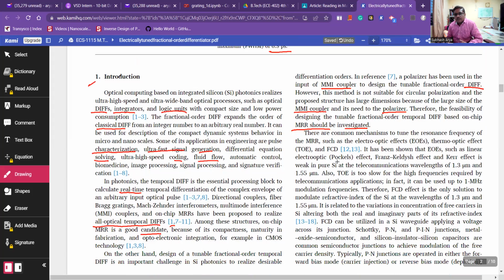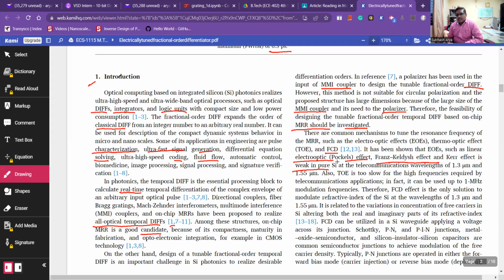There are common mechanisms to tune the resonance frequencies of MRR, such as the electro-optic effects, the thermo-optic effect, and FCD. It has been shown that electro-optic effects, such as the linear electro-optic, that is Pockels effect, Franz-Keldysh effect, and Kerr effect, are weak in pure silicon at the computation wavelengths of 1.3 and 1.5 micrometer. Also, TOE, that is the thermo-optic effect, is too slow for the high frequencies required by telecommunication applications. In fact, it can be used up to 1 GHz modulation frequencies.